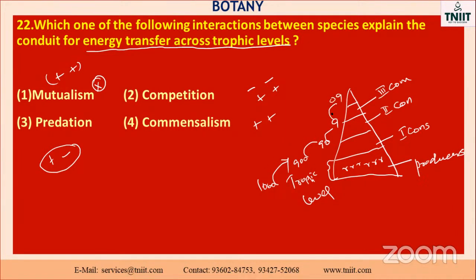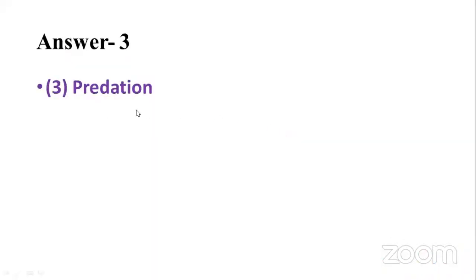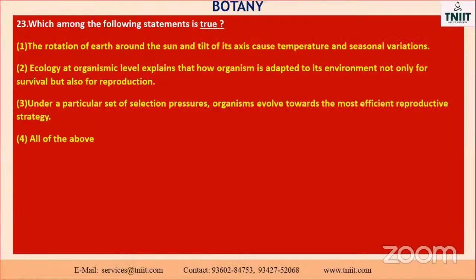At each and every trophic level, what happened? 10% is lost as energy. So predation is very, very important. So the answer is the third one, B only, predation only. Okay. Go to the next one: which among the following statements is true?